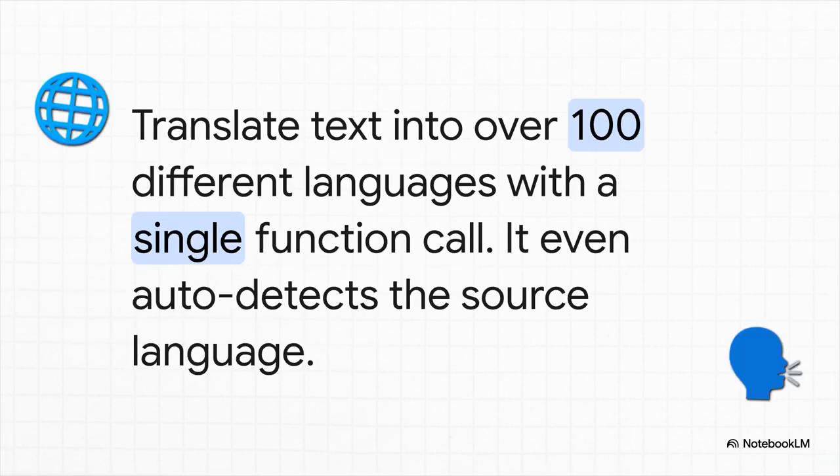And here's another little gem. What if you need to add internationalization to your app? With the Translate module, you can translate text into over 100 different languages with a single function call. It can even auto-detect the source language for you. That is just incredibly powerful.